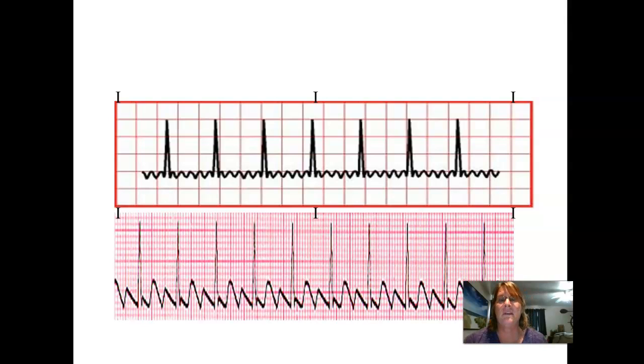It really doesn't matter if that atrial rate is 250 or 300 or 350. It's too fast. How fast are the ventricles having to respond? That's really all we care about.